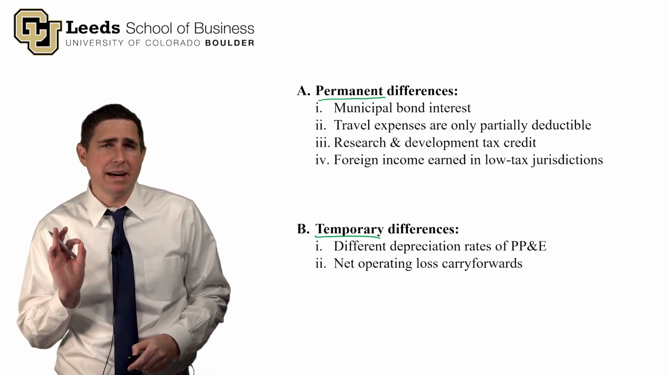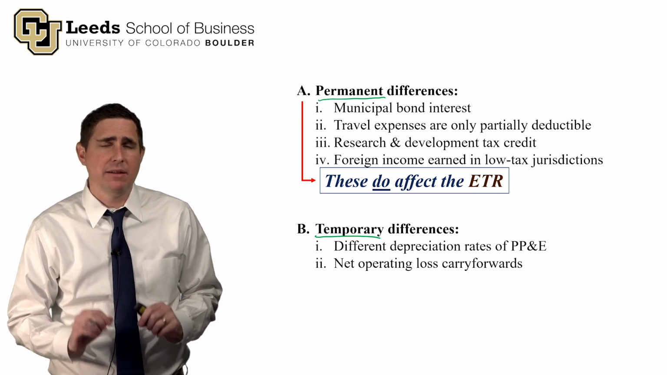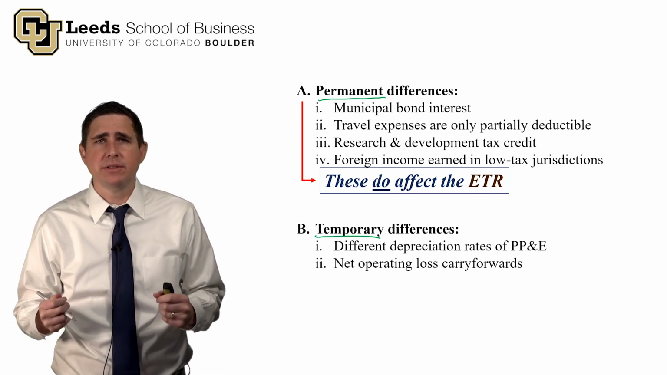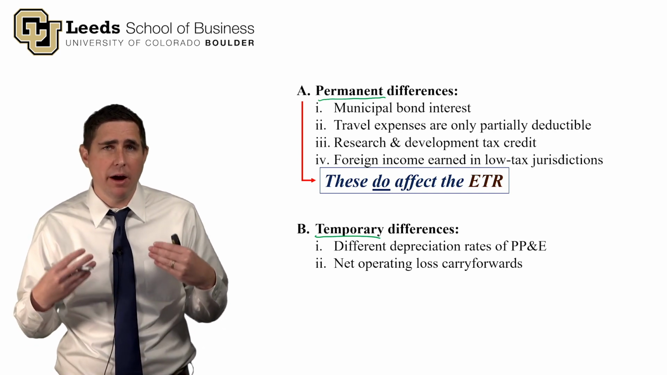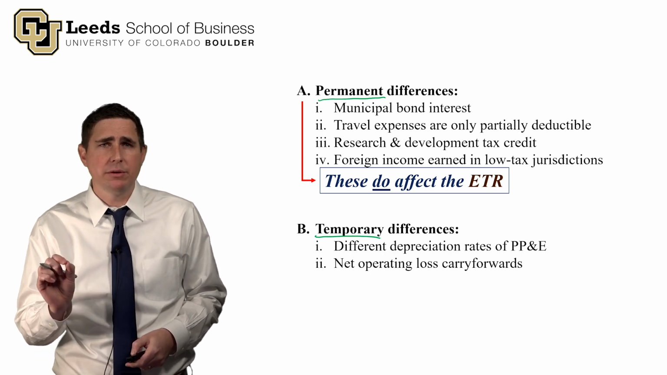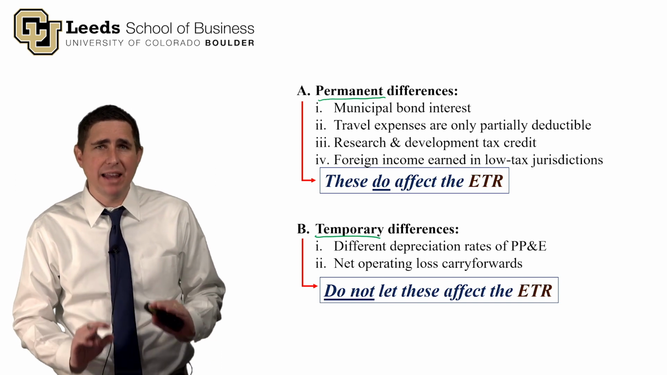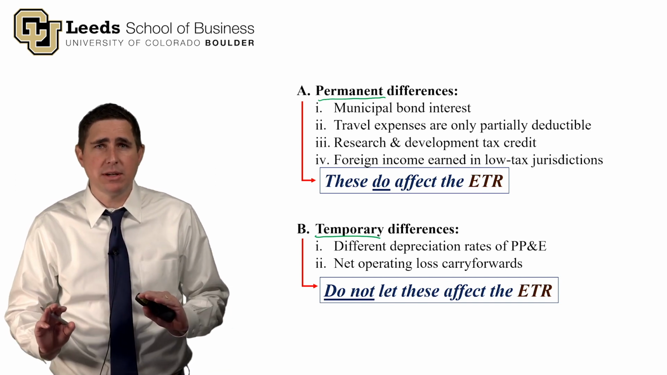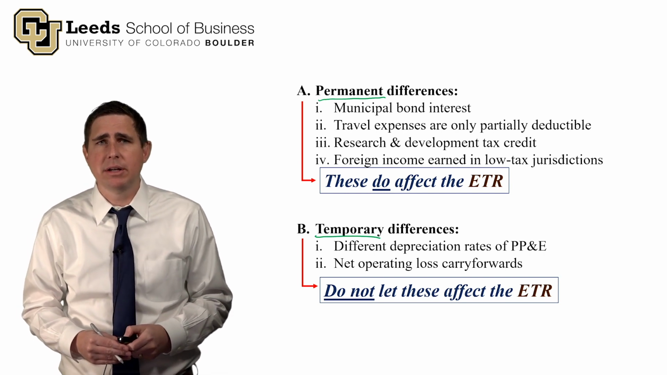Okay, so those are examples of permanent and temporary differences. And the idea with the accounting for these differences is these permanent differences will affect the effective tax rate. The cost of taxes for companies with these permanent differences will be affected by these items. Temporary differences, this is where the difficulty comes in, is we structure the accounting so as to not allow these temporary differences to affect the ETR that investors are calculating on our income statement. And we'll go through some examples of that.